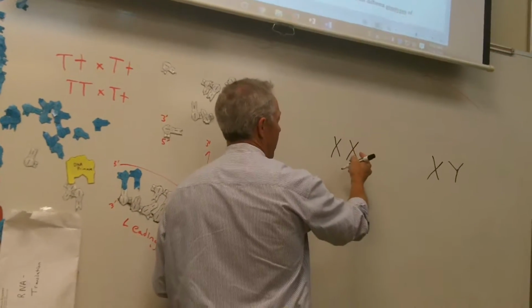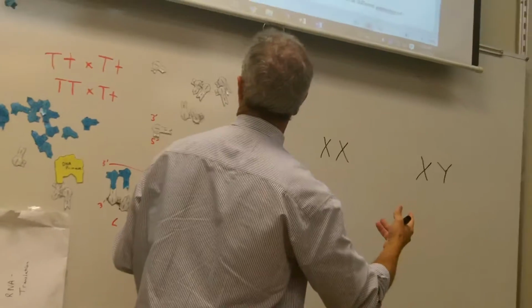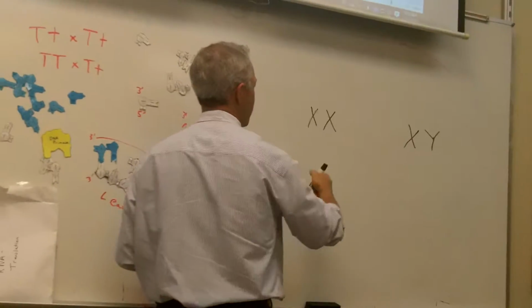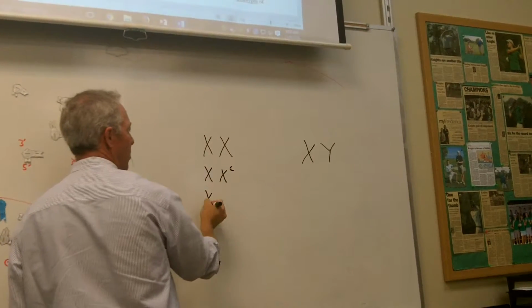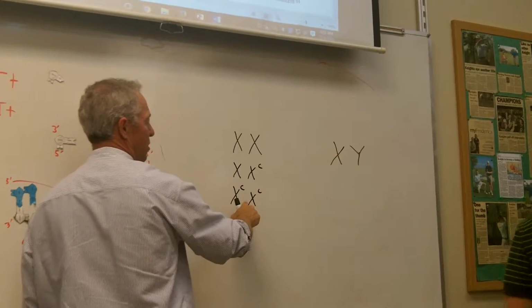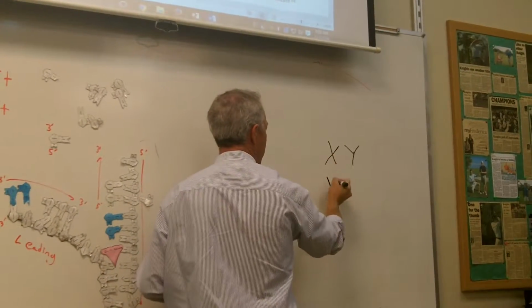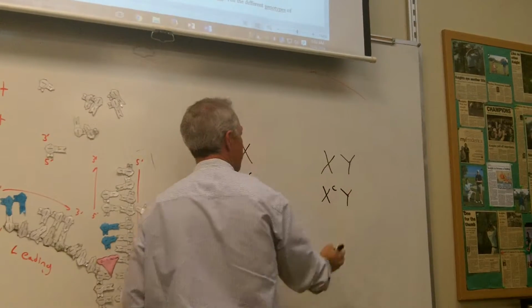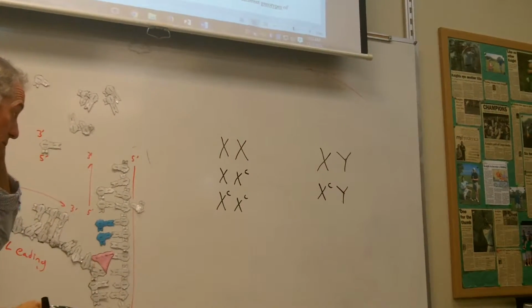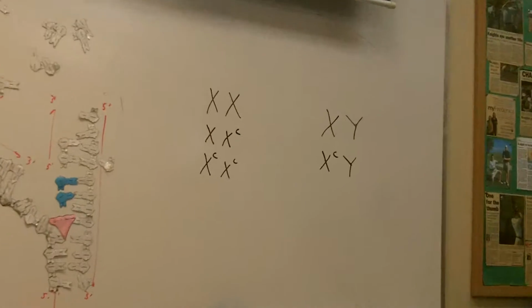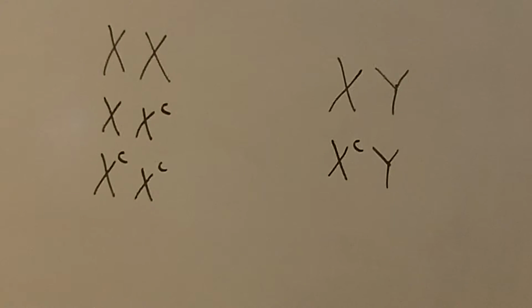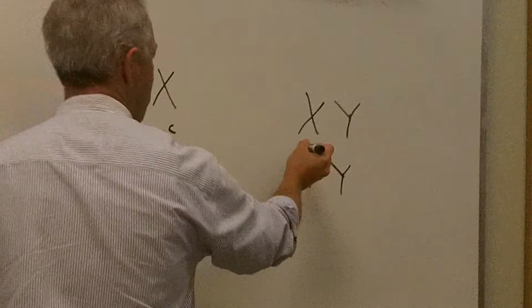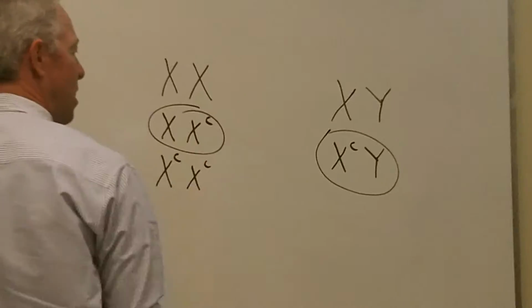So, for hemophilia or color blindness, this is a normal female, that's a carrier female, that's a colorblind female. There's a normal male, there's a colorblind male. So what do we want to mate here? Colorblind male mates with a carrier female. That's this and this mating. What if that mated with that?